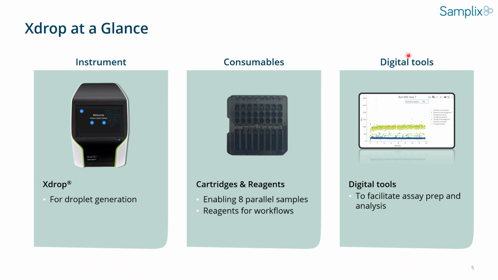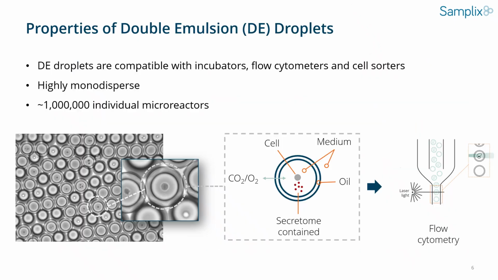And then there are the digital tools, of which I would like to highlight the tool that you use for calculating cell number loading into droplets, which is very useful when you're doing cell-cell co-encapsulations to get the numbers right.